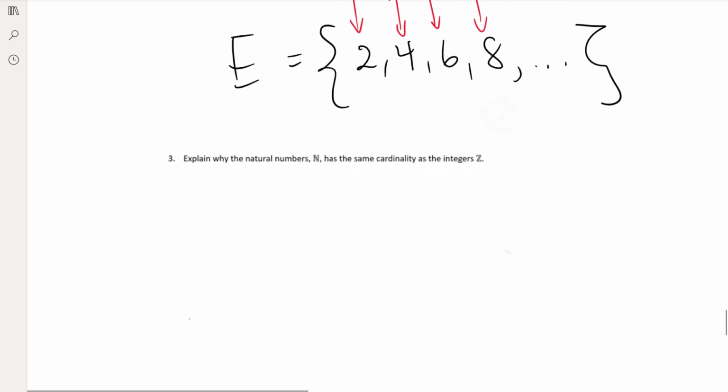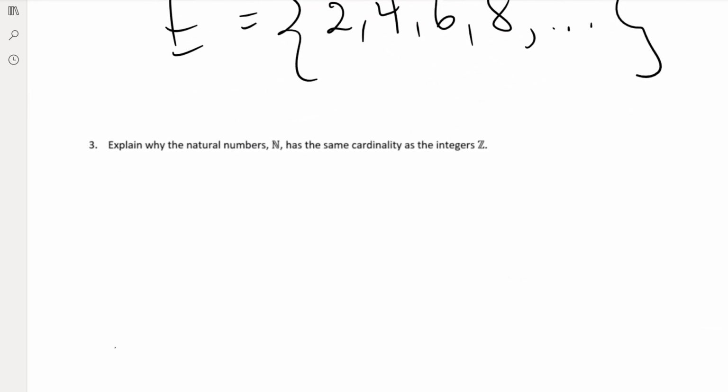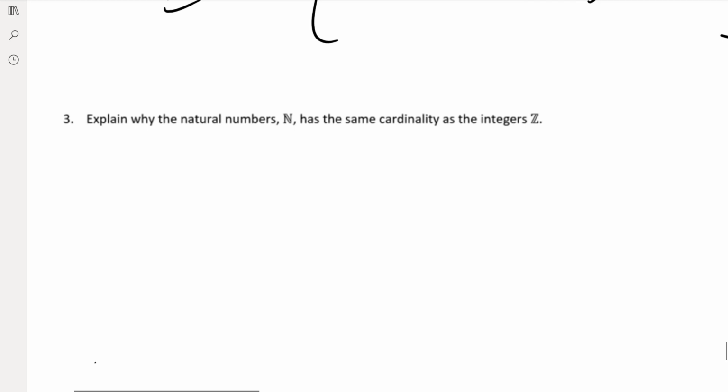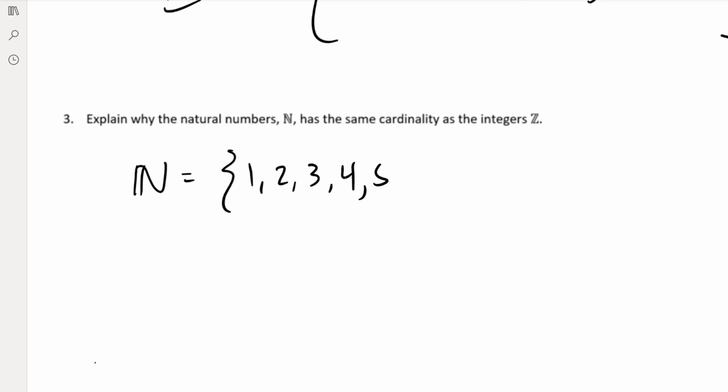Let's move on to question number 3 that I have here. Explain why the natural numbers N has the same cardinality as the integers. So if we list out the natural numbers, and here I'll say that means 1, 2, 3, 4, 5, and on. That's not 100% agreed upon by everybody. Some people, when they say natural numbers, include 0. Some people don't. So it just depends on what book or what class you happen to be in, how precisely you want to define it. Whether you include 0 or not is a choice that depends on the situation that you're in.